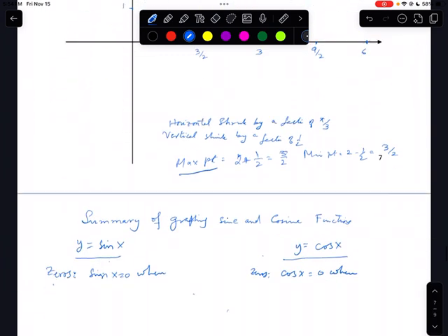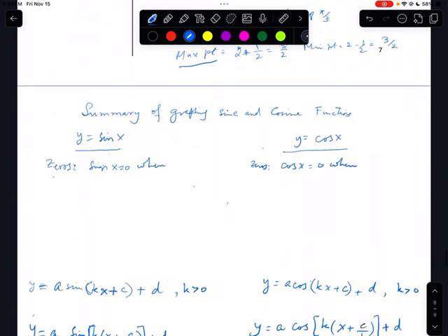Okay, now I have written here a summary of graphing sine and cosine functions. So if you have the simple basic y equals sine x and y equals cosine x, a very important thing is that we want to know what the zeros are. So this is important: zeros of sine x. So sine of x will be equal to 0 when? When x is 0 or pi or 2 pi or 3 pi or 4 pi and so on.